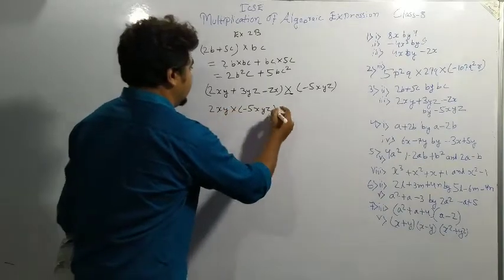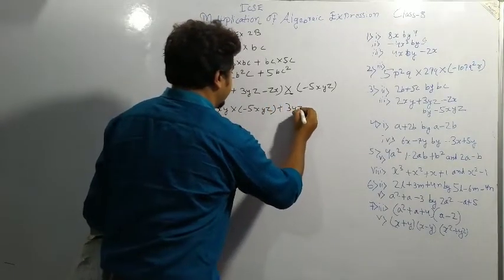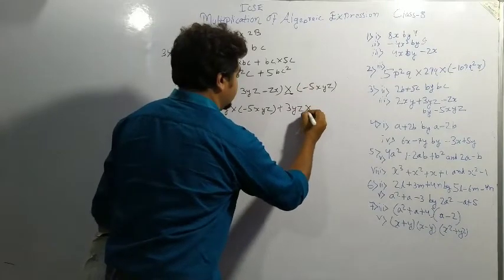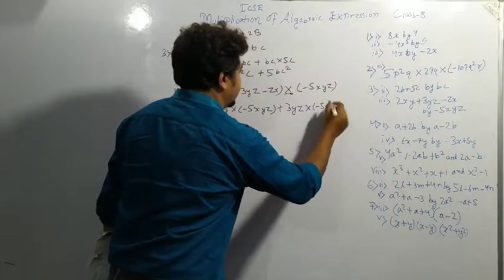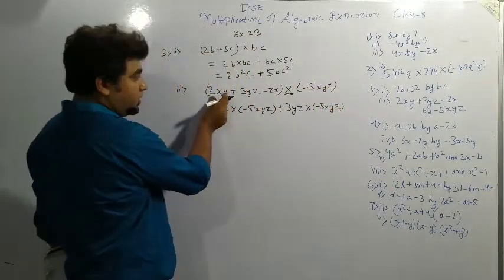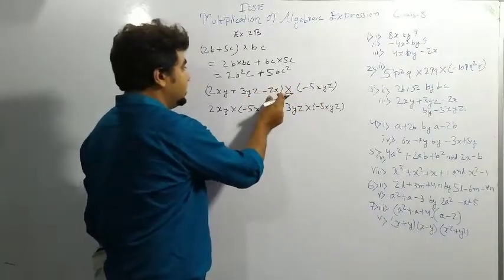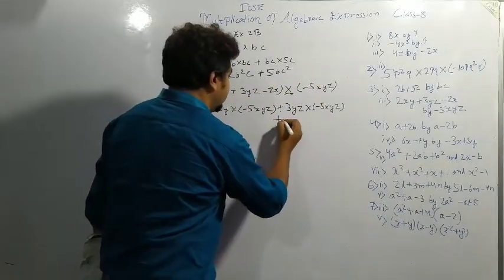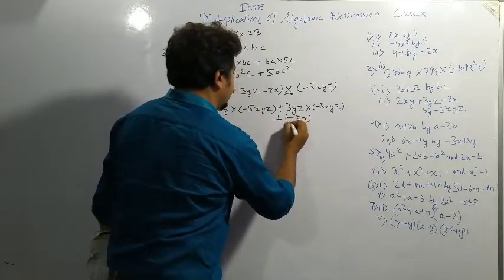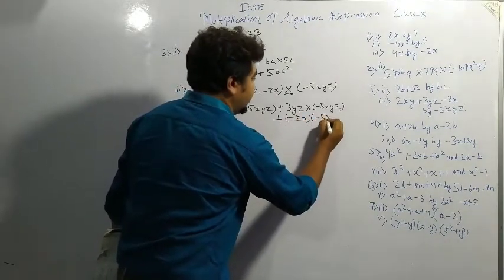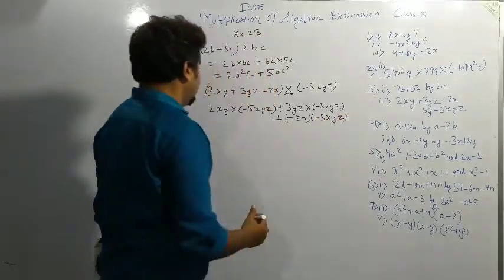This is the first term, plus 3yz into minus 5xyz. This term should be multiplied with this term, and this should be multiplied with this term. Now the third term is minus zx, which is multiplied with minus 5xyz.